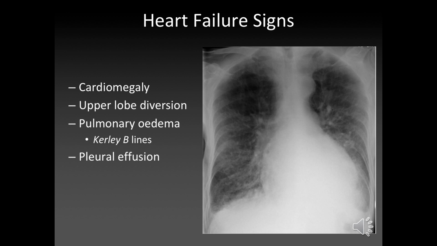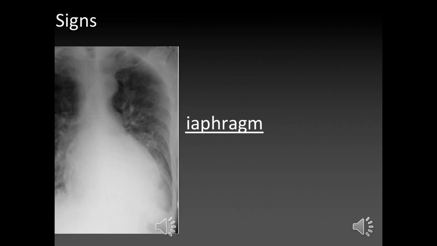If you just Google a quick photo of it, you can actually see. I think there's a good photo on Wikipedia that explains it. You'll see these little lines going from the sides of the periphery, and those are Kerley B lines. They're supposed to be very highly specific, but not sensitive, which is probably why you can't see them on this one. The other thing that you might see is the pleural effusion, specifically a transudative effusion, but you can't see it on this one.